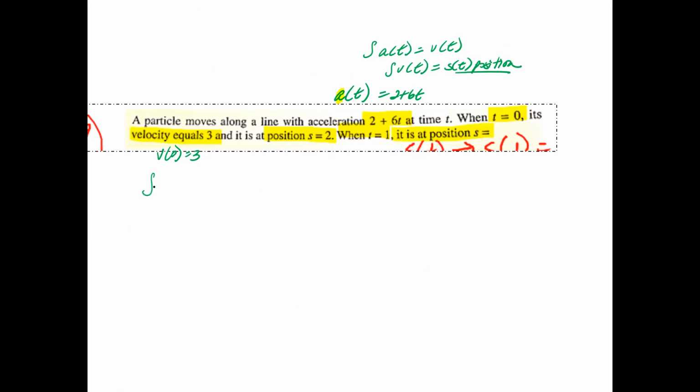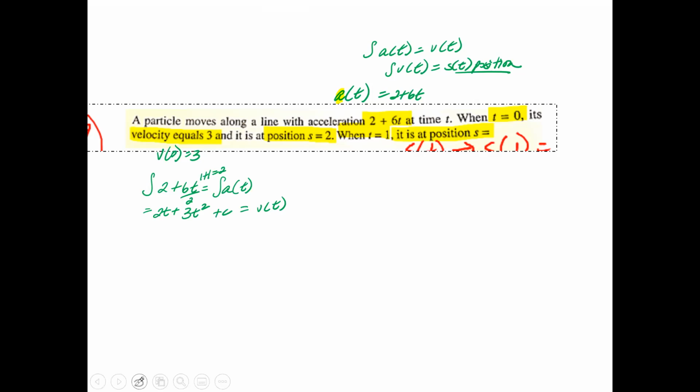So my first thing to do is the integral of 2 plus 6t, which is the integral of a of t. And so the integral of 2 is 2t. 1 plus 1 equals 2. 6 divided by 2 is 3t squared plus c. And this is your velocity.